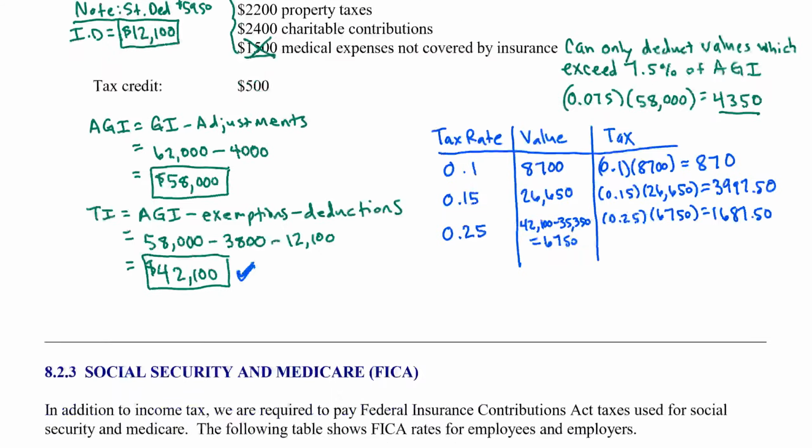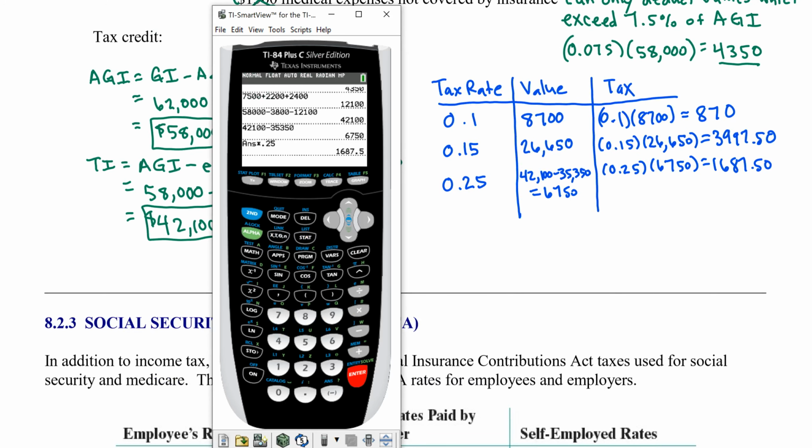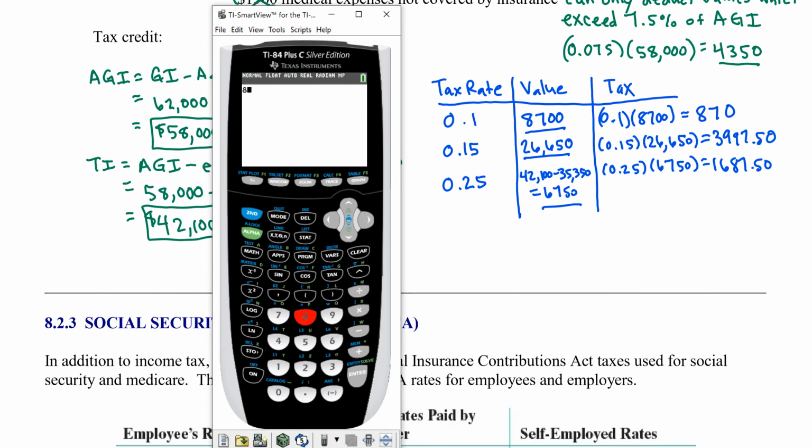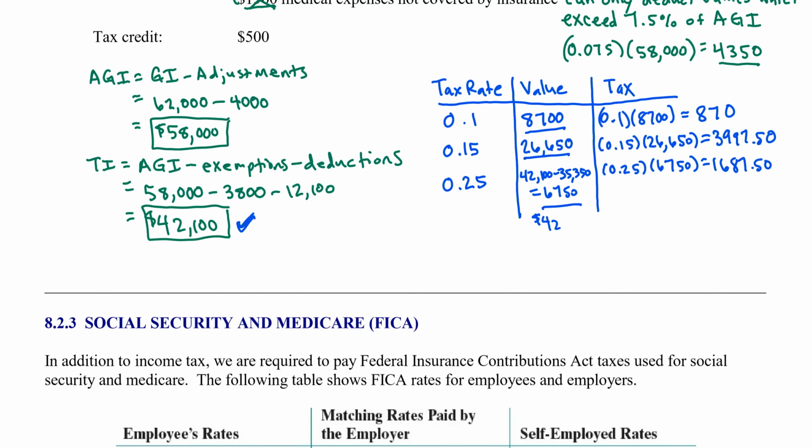Okay, let's make sure that we've done this correctly. I want to remind you of how you can check to make sure you have everything in the right place. I'm going to add all of those different values where we have portioned her income, or we've partitioned it into brackets. 8,700 plus 26,650 plus 6,750. That gives us a total income of $42,100. So we know that we have properly partitioned her income.